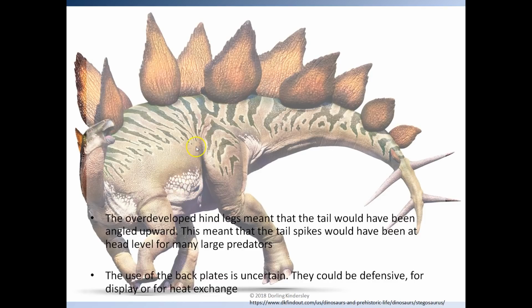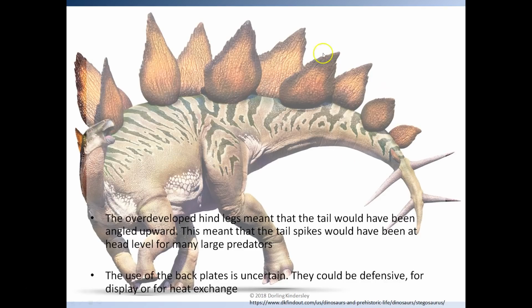So essentially the Stegosaur's hindquarters would constantly have been up in the air. Now, what this means is the tail is also going to be constantly up in the air. That's not a great design feature unless you're worried about big predatory theropod dinosaurs, like Allosaurus, for instance.